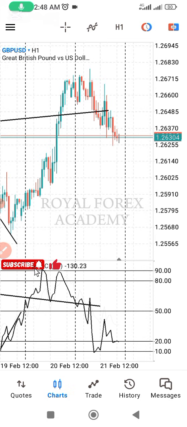This is just to refresh our mind on divergence and to let us know that this strategy is still very much effective. And I believe you have learned something new.